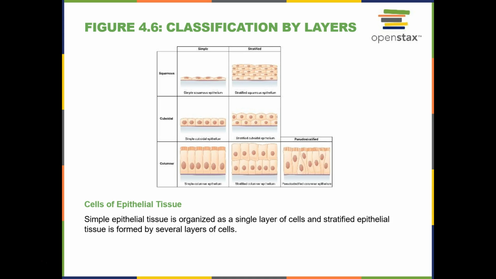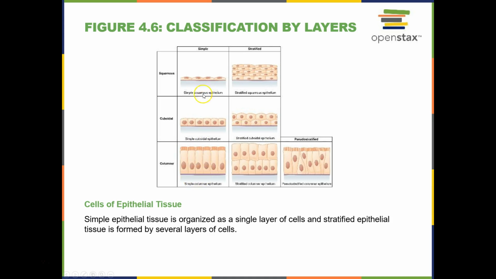And so the first classification, again, is how many layers thick. So here we have a simple epithelium, and here we have a stratified epithelium. Simple epithelium is one layer thick. Stratified is multiple layers thick. You can have flat epithelium, which is called squamous. You can have cuboidal epithelium, which is called cuboidal. You can have column-shaped epithelium, which is called columnar.